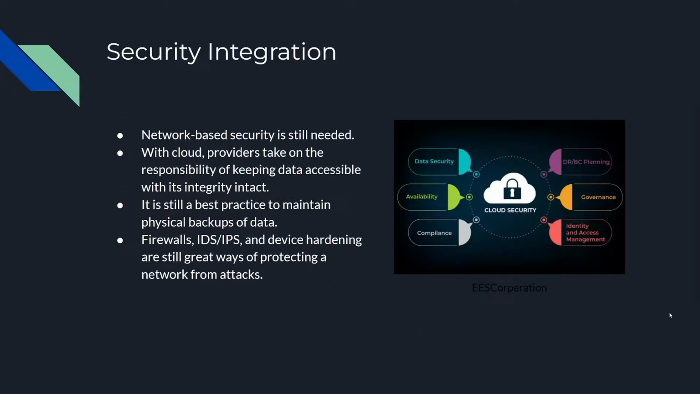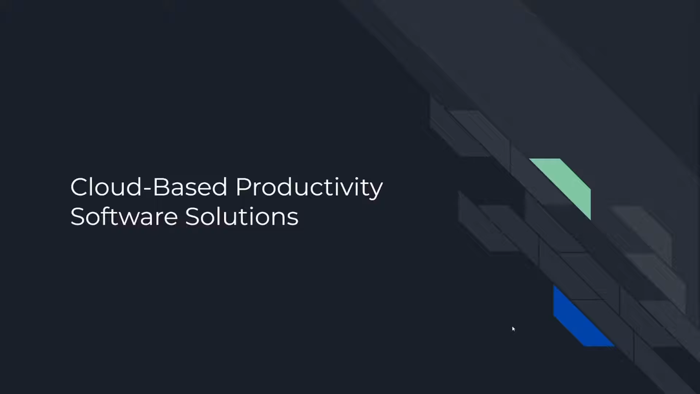Right. All right. I'll take over talking a little bit about security integration. The first and best point is that network based security is still required. While cloud integration takes on a lot of our data redundancy, our data storage, it is still good to use common methods like firewalls, intrusion detection systems, and intrusion prevention systems, as well as device hardening to protect our actual network data and the flow of our data to and from the networks. Which brings us to cloud based productivity software solutions, where I'm going to pass this over to Don.